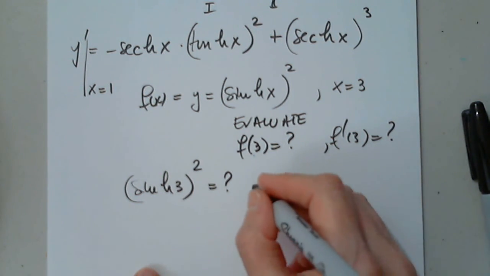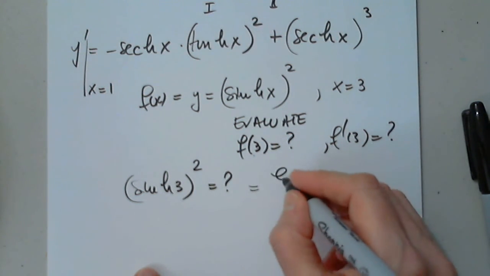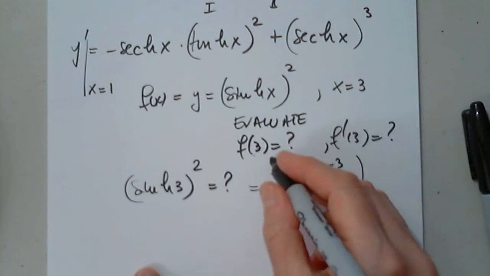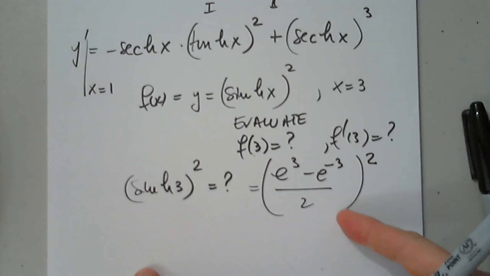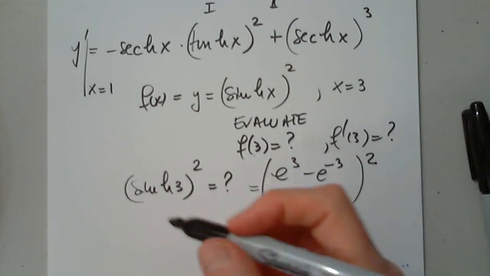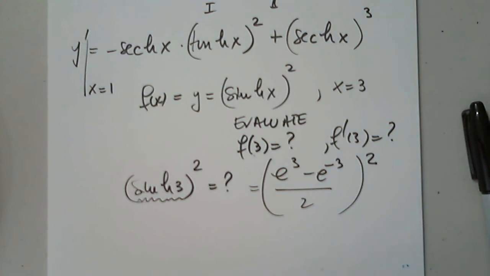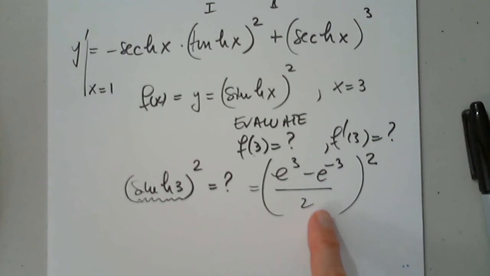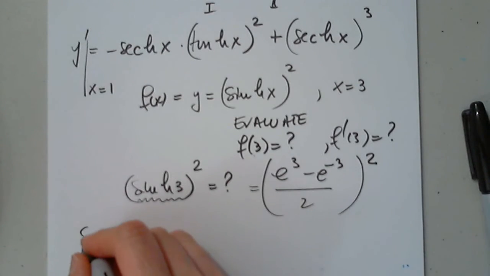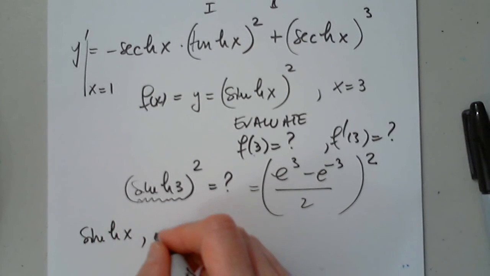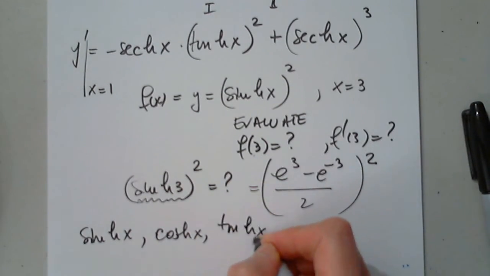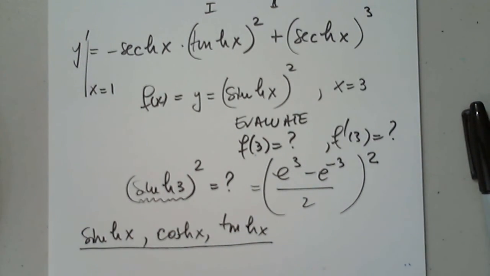So what I have to do here is write e to the third minus e to negative 3, divided by 2, and then square this with a calculator. Now, if you find this function in the calculator, please let me know. If not, you have to know what the hyperbolic sine looks like. So please remember to have hyperbolic sine, hyperbolic cosine, and hyperbolic tangent, and their definitions.